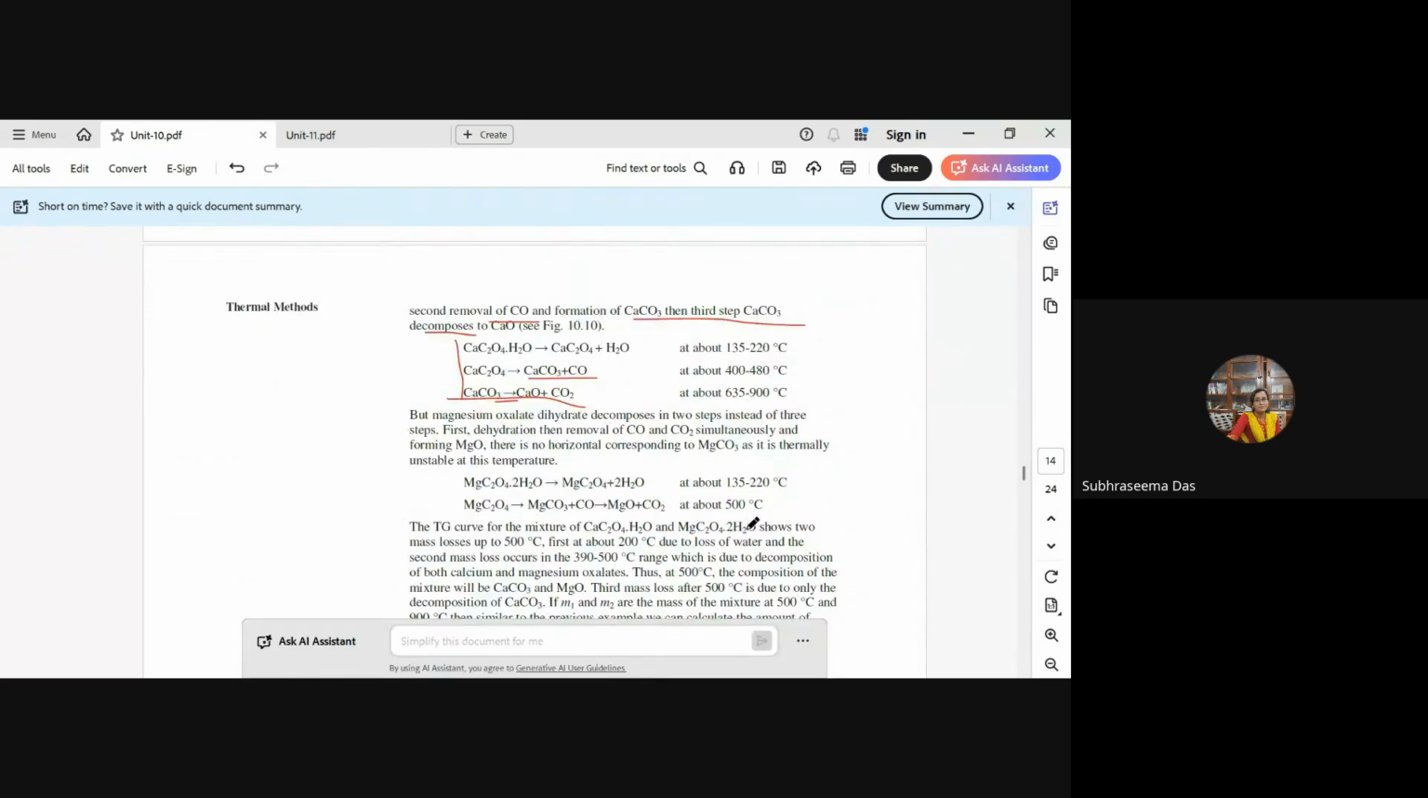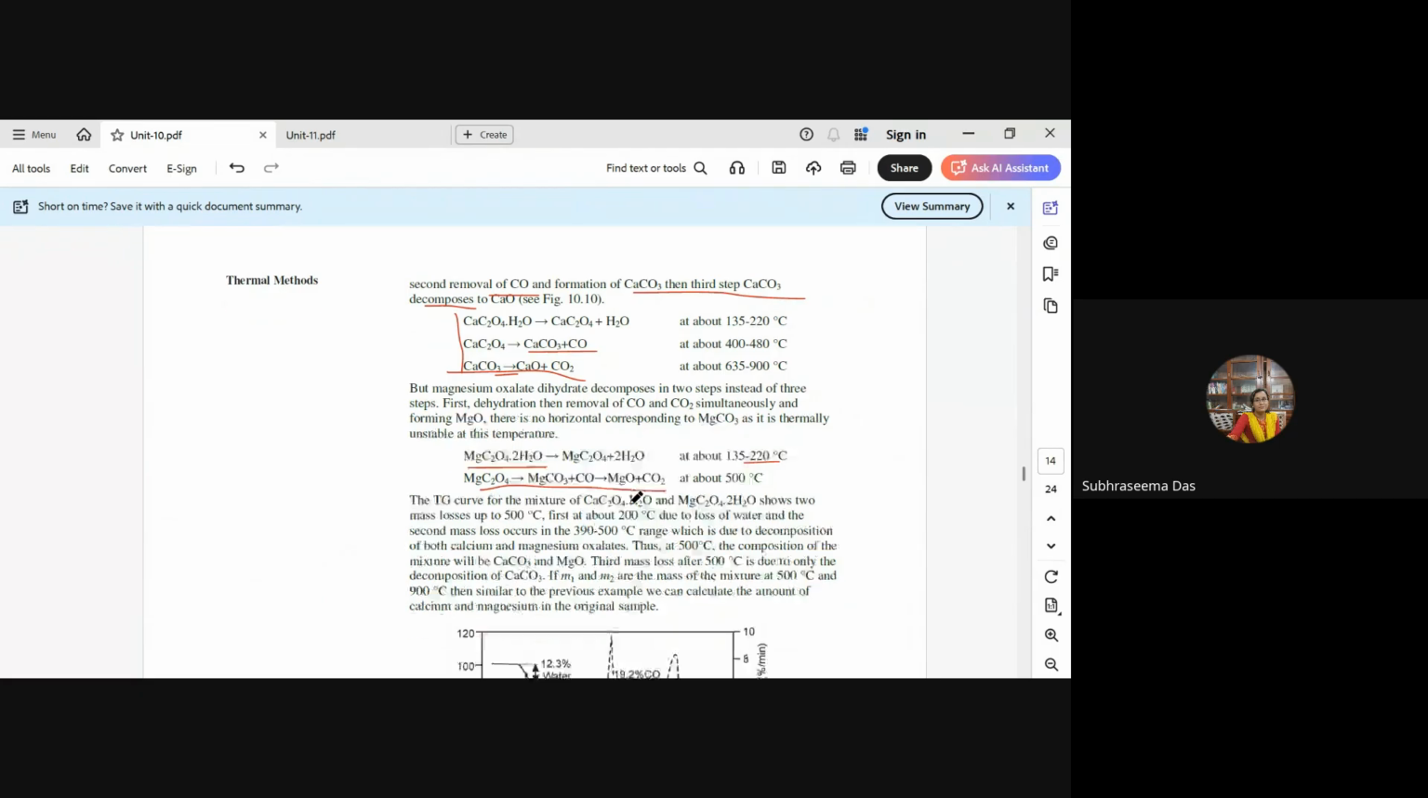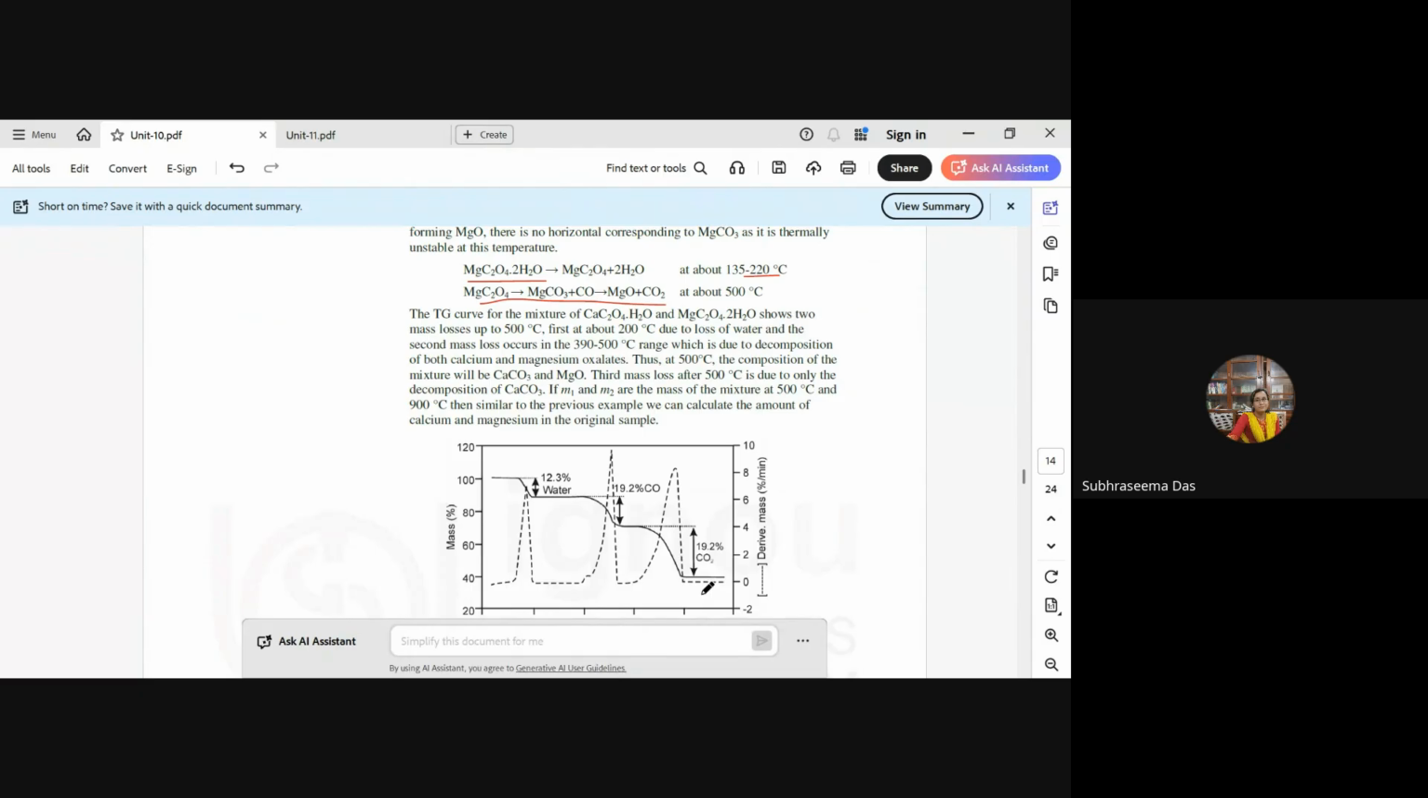But in the case of magnesium oxalate dihydrate, the decomposition takes place in two steps. In magnesium oxalate dot 2H2O, the two molecules of water are directly removed at about 135 to 200 degrees centigrade. In the second step, the magnesium oxalate breaks down to magnesium carbonate, which is unstable in nature beyond 500 degrees centigrade, and it immediately forms MgO plus CO2 above 500 degrees centigrade. So this is how the curve looks like.